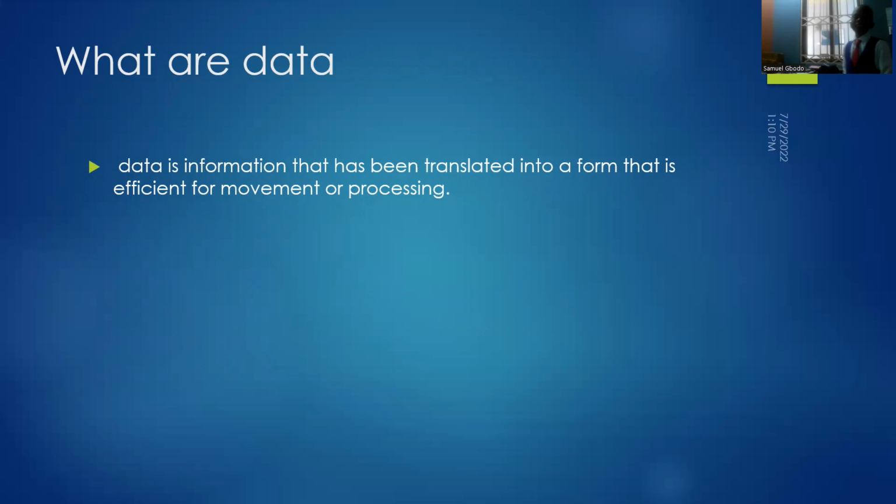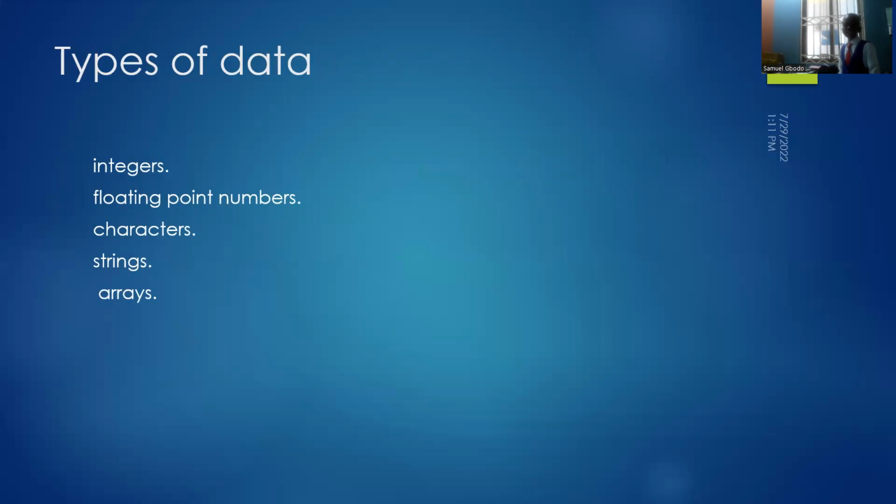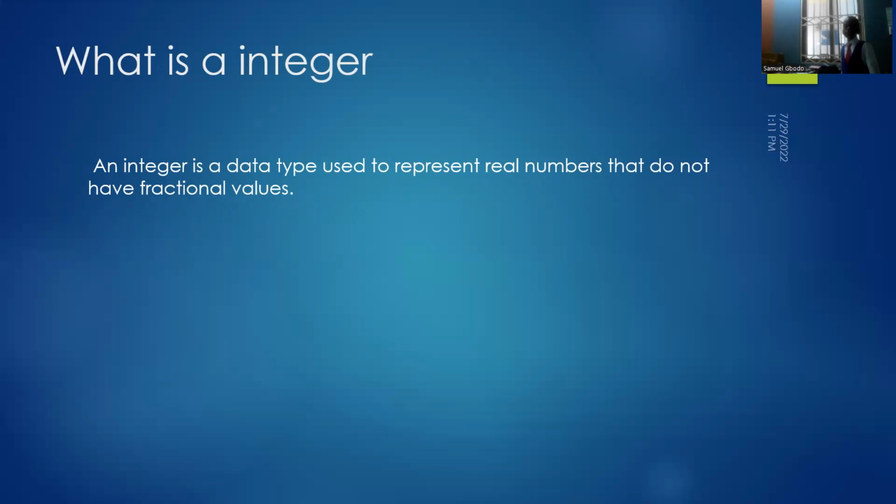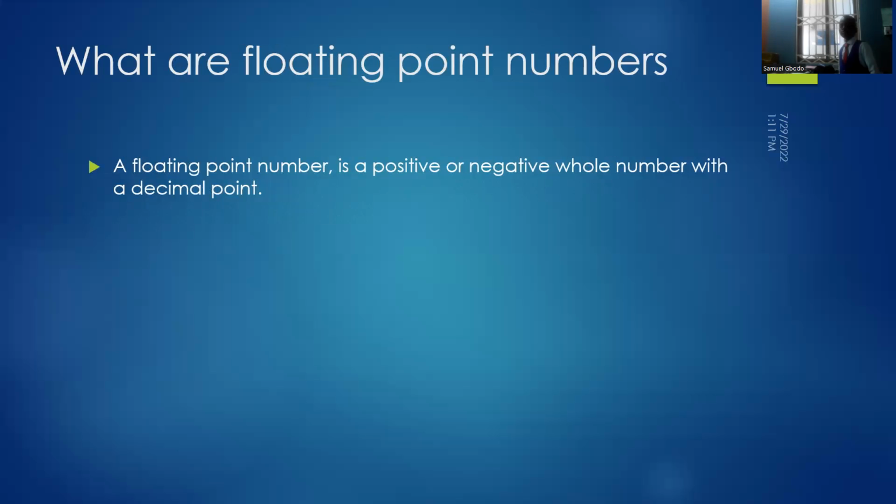What is data? Data is information that has been translated into a form that is efficient for movement or processing. Types of data: integers, floating point numbers, characters, string, arrays. What is an integer? An integer is a data type used to represent real numbers that do not have fractional values. What are floating point numbers? A floating point number is a positive or negative whole number with a decimal point.